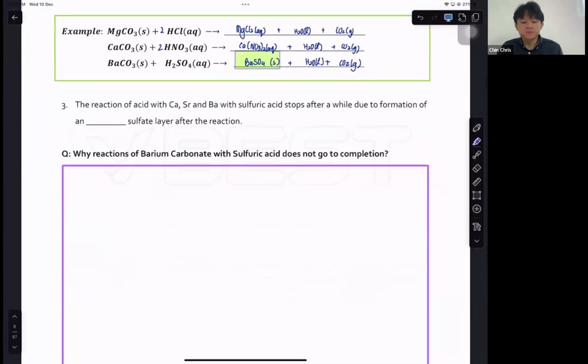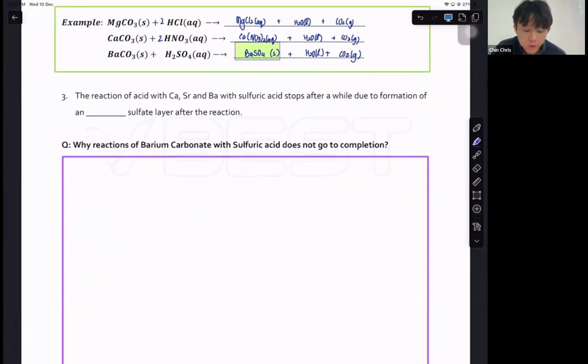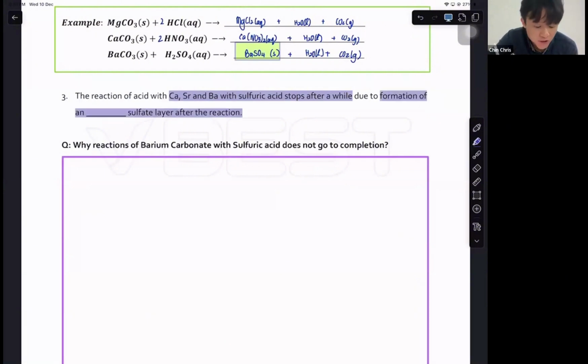Next. So you see, reaction with acid, right? With calcium, strontium, and Ba, right? Highlight the words: Ca, Sr, Ba with sulfuric acid stop after a while. Highlight the words: due to the formation of an insoluble sulfate layer.